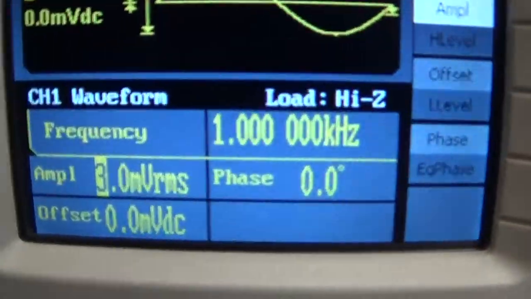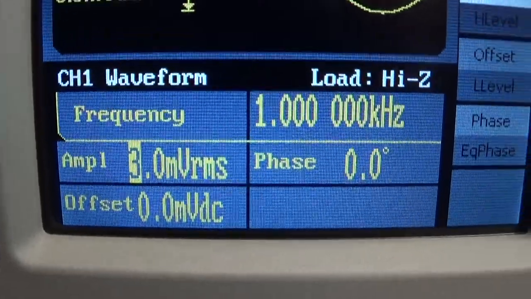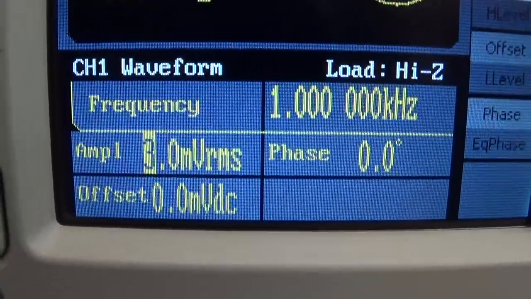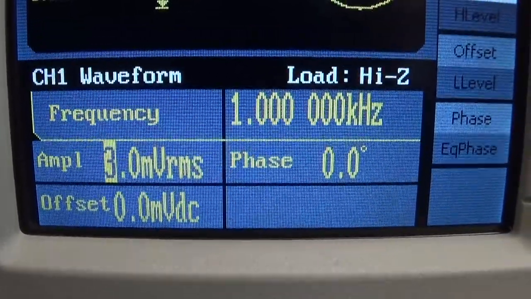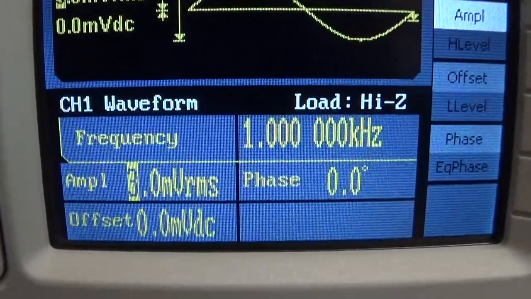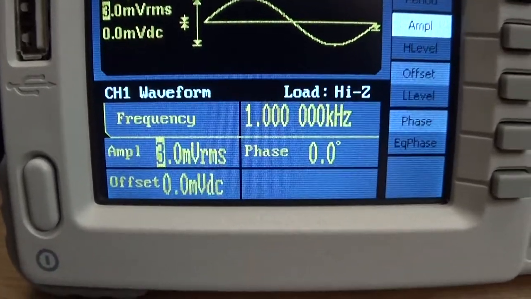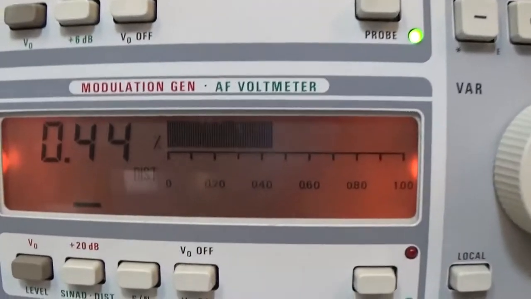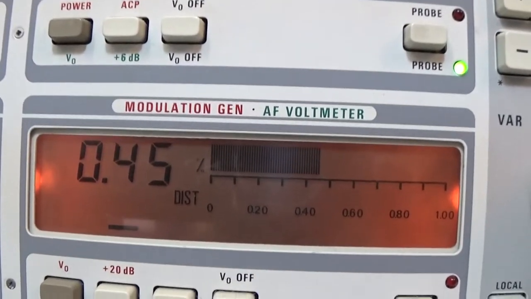But in the real world, our 3 millivolt RMS is, I would say, still too high. The little tiny signal which comes from the microphone capsule might be lower, but anyhow, let's test with 3, and 0.44% is not bad at all.